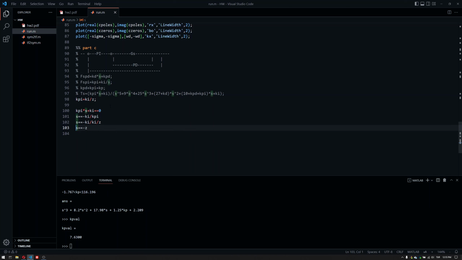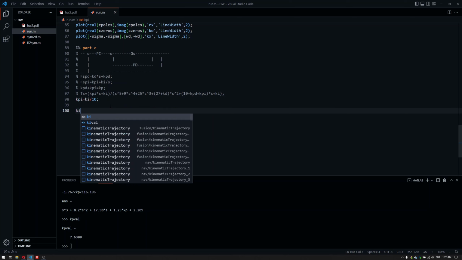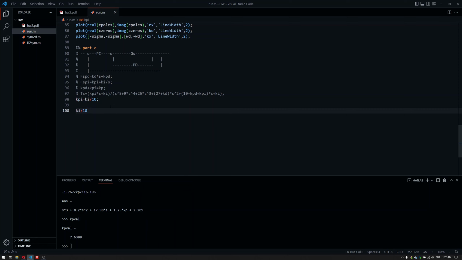And that's exactly what I'm looking for. So therefore, let's say I want to place it 10 times further away. So this would look like Ki divided by 10 times S plus Ki. And if you solve it, you will see the 0 is at -10. So once I know KPI, I know that the sum of KPD and KPI should be equal to KP.